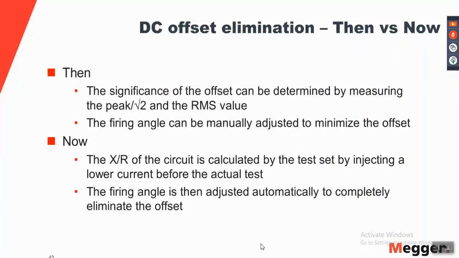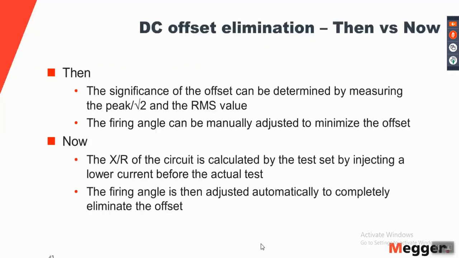So as I said earlier, the offset can be determined by measuring the difference between the peak divided by √2 and the RMS value. So the way to deal with this situation, if you have a test set using traditional technology, is you would look at the peak by √2 and the RMS value, and then you would change the firing angle on the test set, look at the peak by √2 and the RMS value again, see if the difference has increased or decreased. So you would play around with the firing angle repeatedly until you arrive at a point where the difference between the peak by √2 and the RMS value is at a minimum. And that would be the firing angle which would work the best for you, and then you can proceed ahead with the test that you're doing.